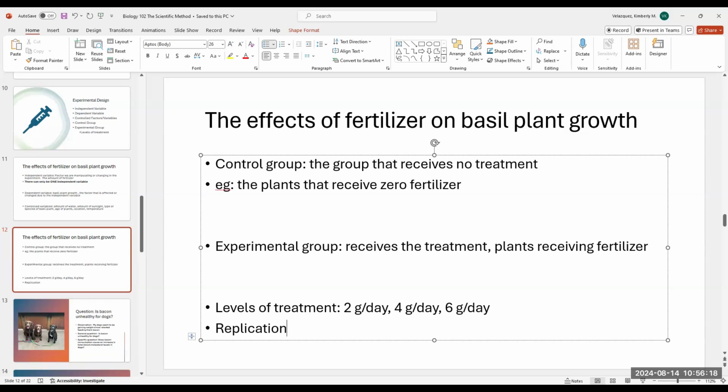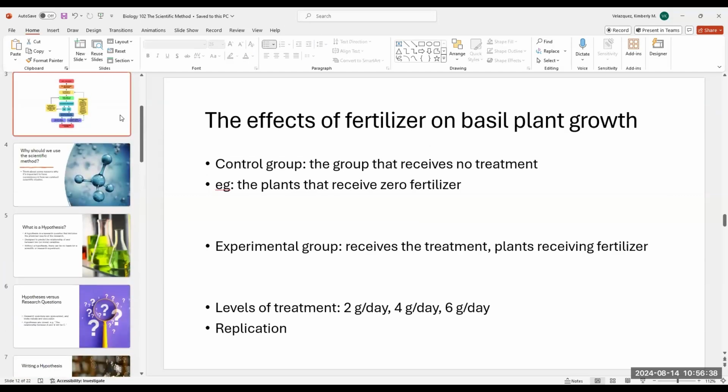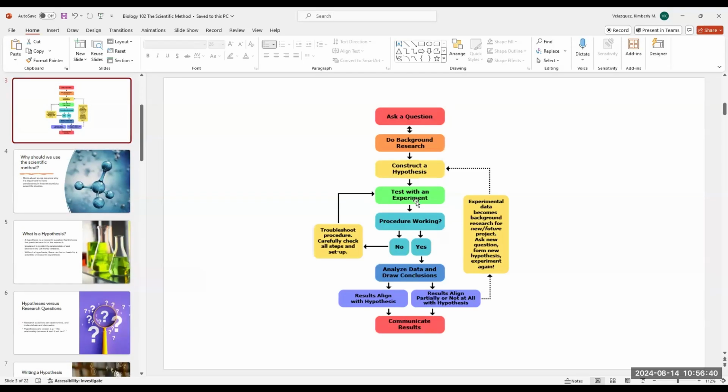You would want to randomly assign each plant what group they're in, but then you would also want to replicate the entire experiment. All of these things in your experimental design are going to give your study more validity. Collecting data is obviously a very important part of all of this. So now that we've designed our experiment, we're going to start conducting our research.